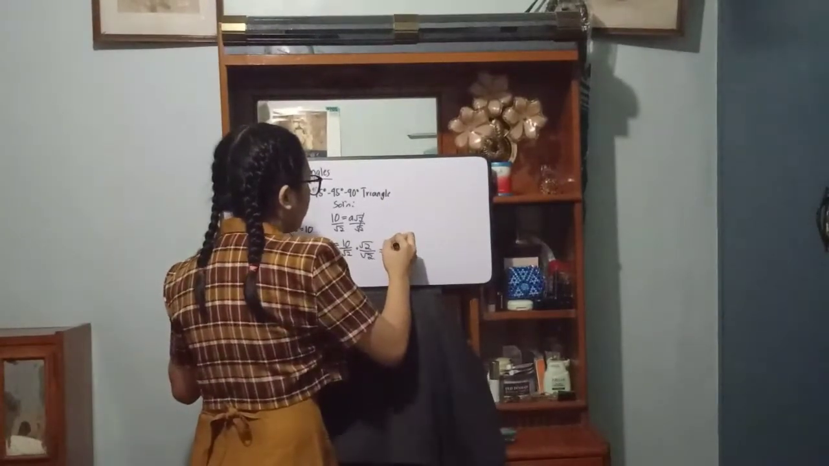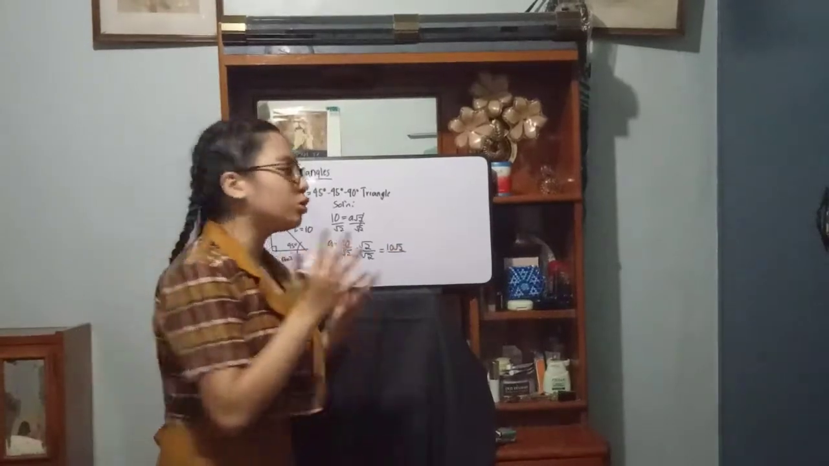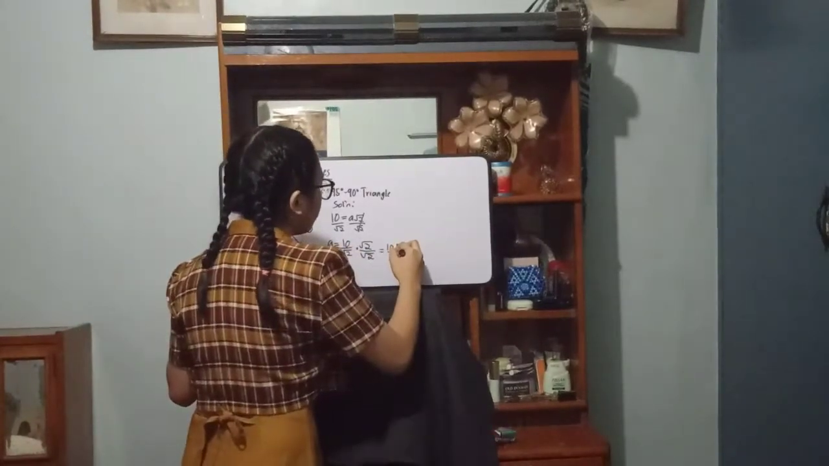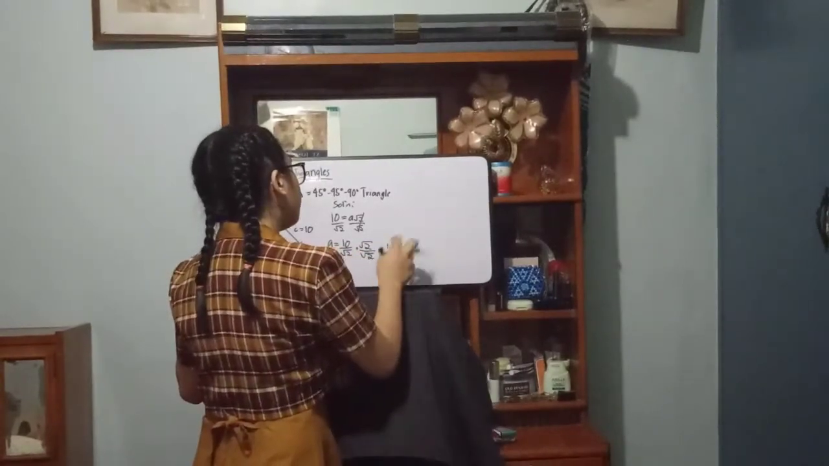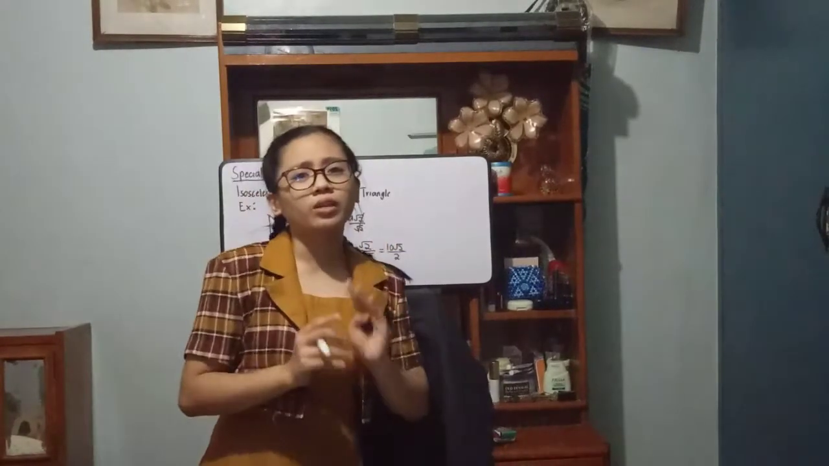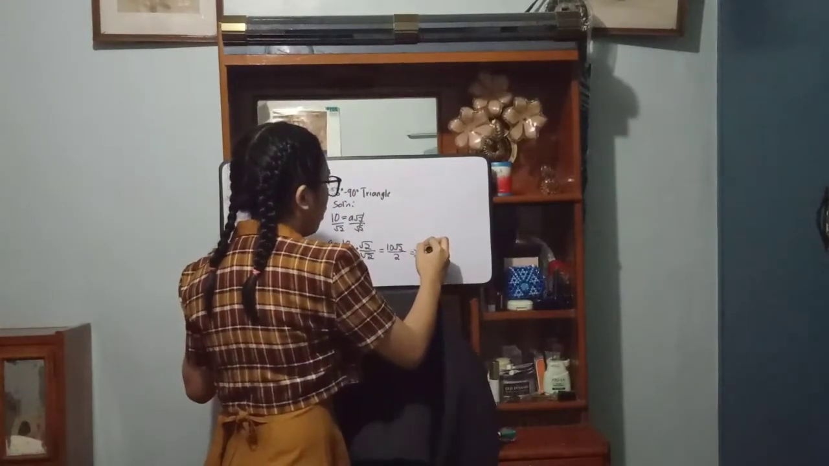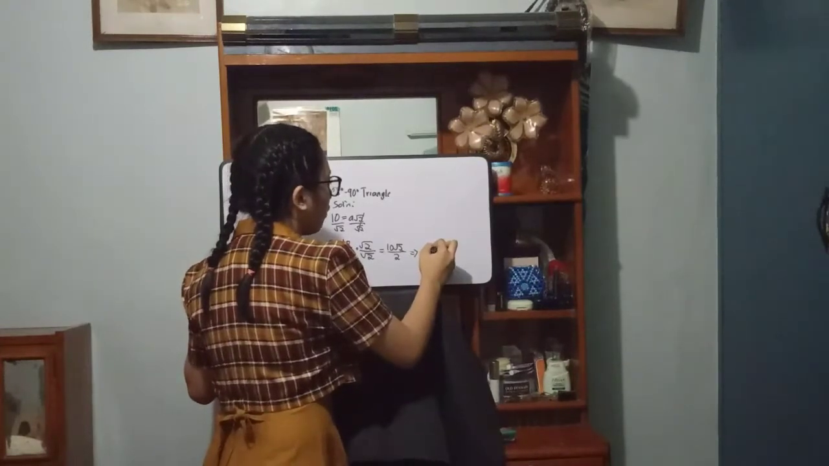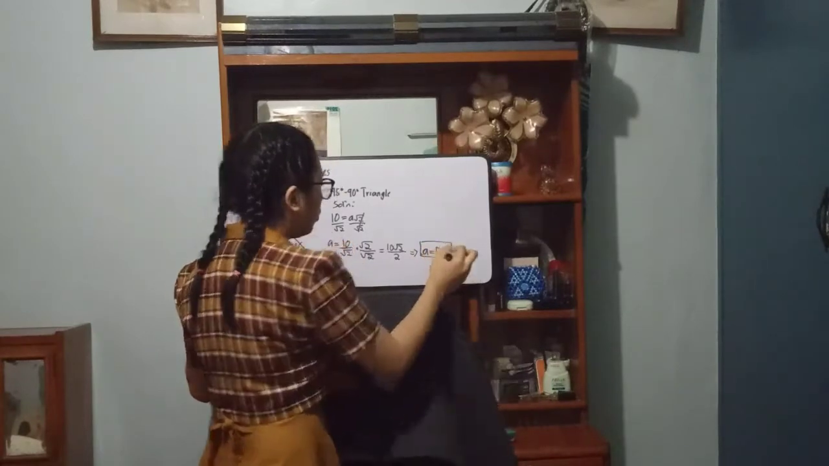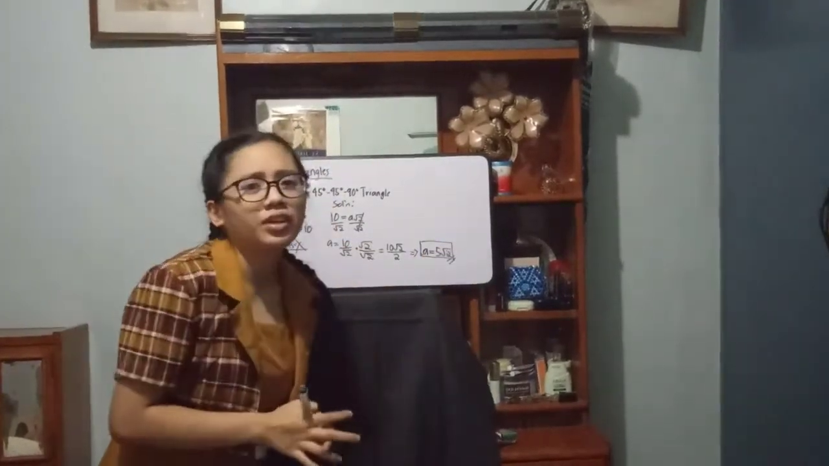Simplify then. Square root of 2 times square root of 2 is equal to square root of 4. Square root of 4 is equal to 2. 10 divided by 2 is equal to 5. So our final answer, a is equal to 5 square root of 2. So that's it. It's just easy, right?